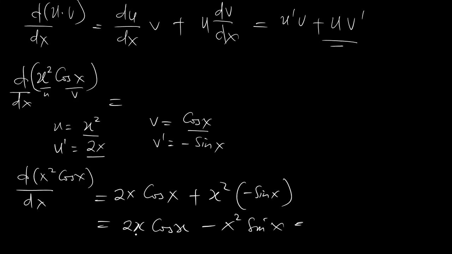So when you check now, x is common. Now we factor x out. We say x times 2 cos x minus x sine x. So this is the final answer.